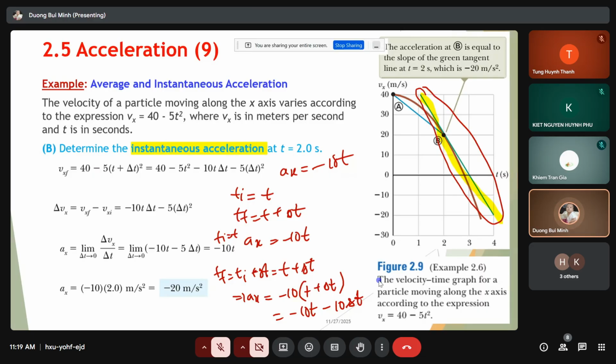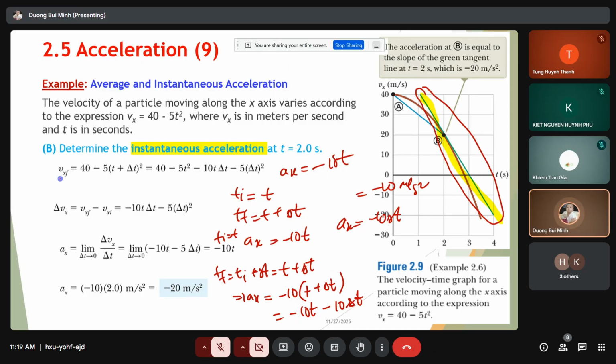And this Ax is a linear curve. This is the slope. So we can get Ax instantaneous: you get minus 10 delta t, and delta t is 2, right? At the beginning, delta t is 2, so you get minus 20 meters per square second. This is another way, or you can use the formula.